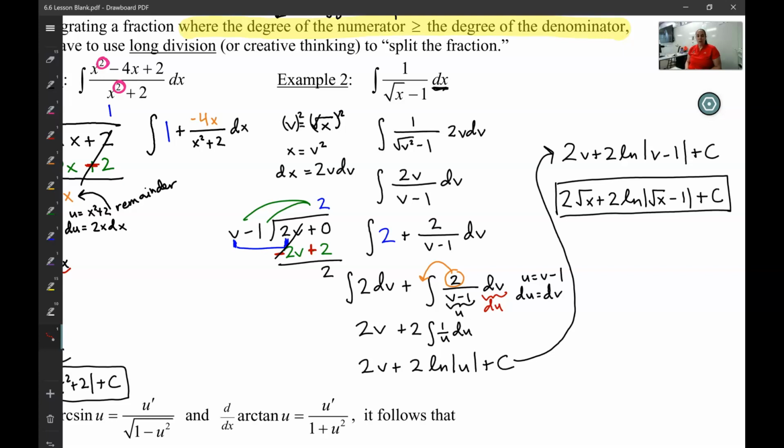In the next video, we'll talk about our last integration technique, which is integrating with our inverse trig functions, so arcsine and arctan.